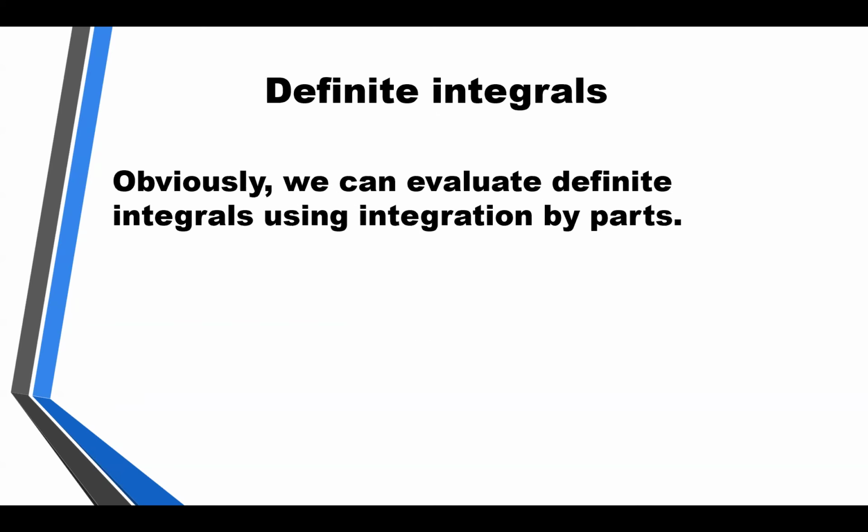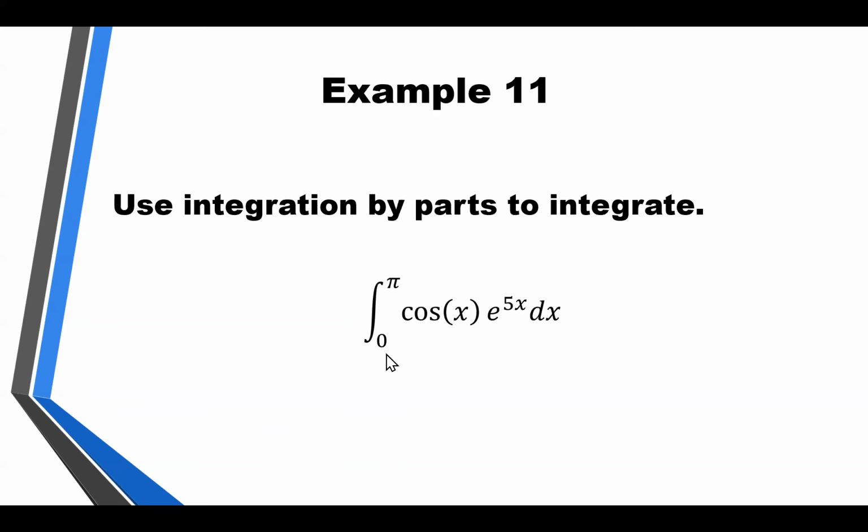Now, the last thing that I'll point out in this section is that we can find definite integrals using integration by parts. So for instance, if I wanted to integrate this from 0 to pi, instead of just finding the antiderivative, well, this is something we just found. So what I could do is simply plug in 0 and plug in pi into the antiderivative we just found and figure that out.